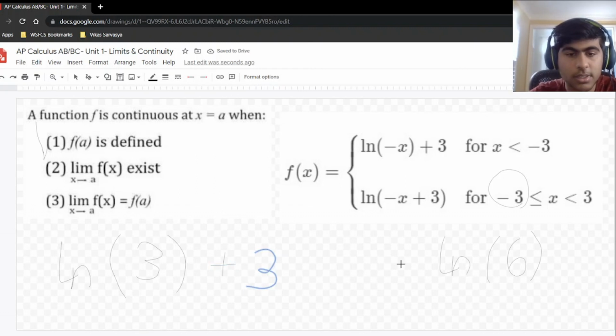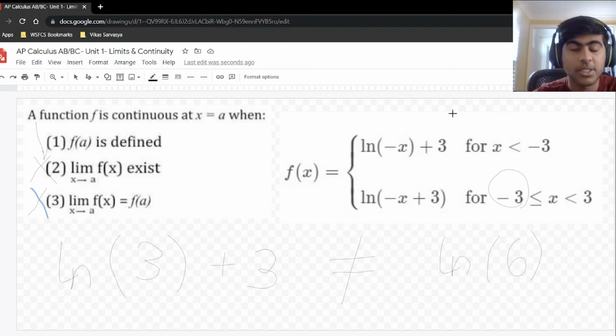And this is not equal, right? If you remember the logarithm laws, you can see that if you combine this ln 3 plus 3, it would be the natural log of 3e to the third power, which is not 6 in any way, shape, or form. So these are not equal. These left-hand and right-hand limits are not equal. So the second criterion is not true. And therefore the third criterion is also not true, because you can't have something equal when it doesn't exist. So this is not continuous.